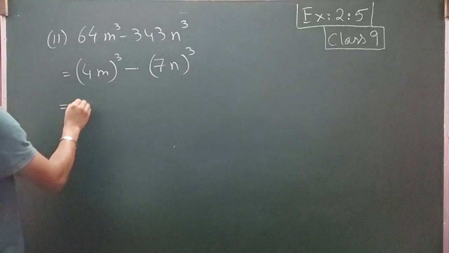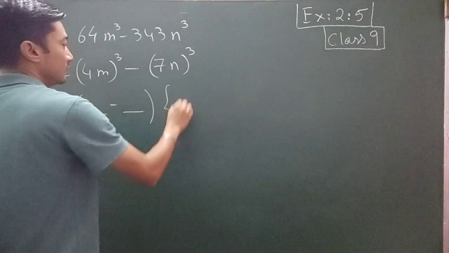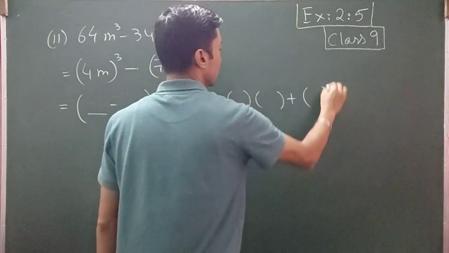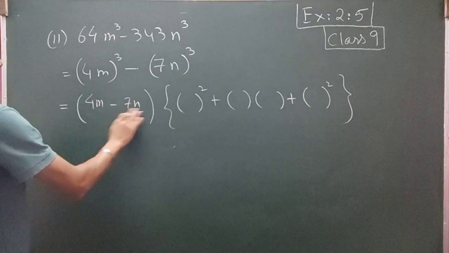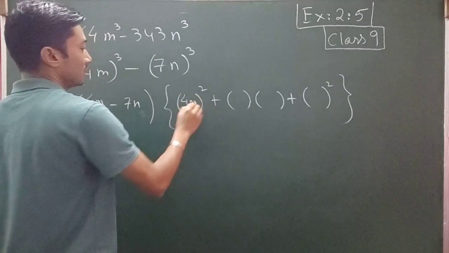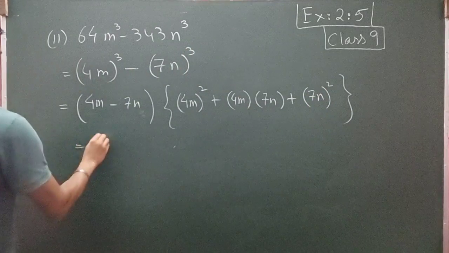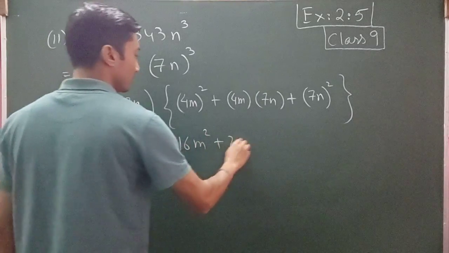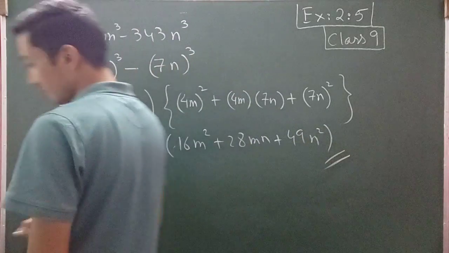So now the formula, again, x minus y. After that, remaining, what did I tell you? Everything positive, x squared plus x into y plus y squared. So it's 4m minus 7n. Of course, don't write this dash, I'm just showing it for your own convenience only. So 16m square, 28mn, 49n square.